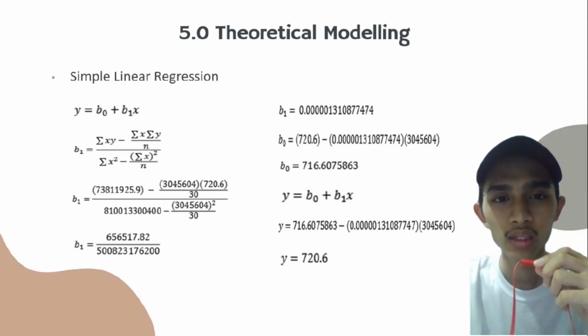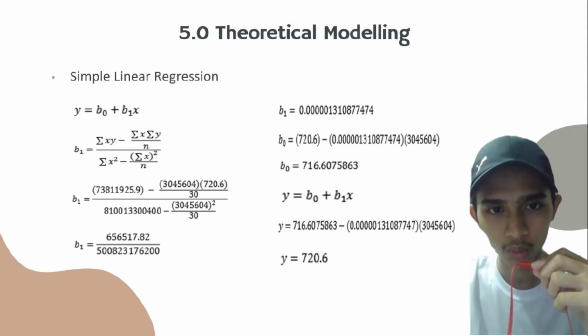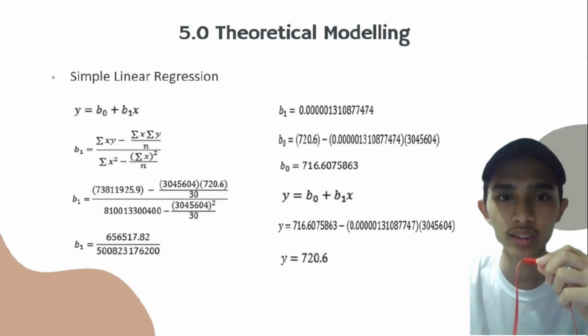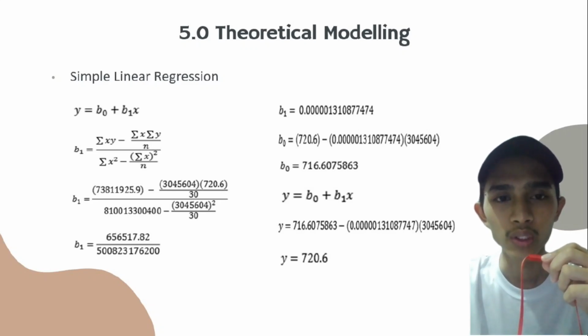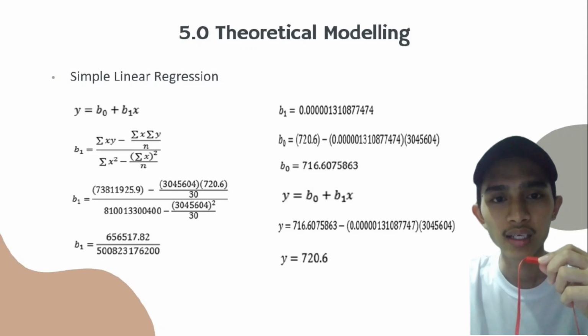5.0 theoretical modeling. We choose the simple linear regression, and after using the software we got the y-intercept is 720.6. The value actually is the same as the total y in the correlation analysis.